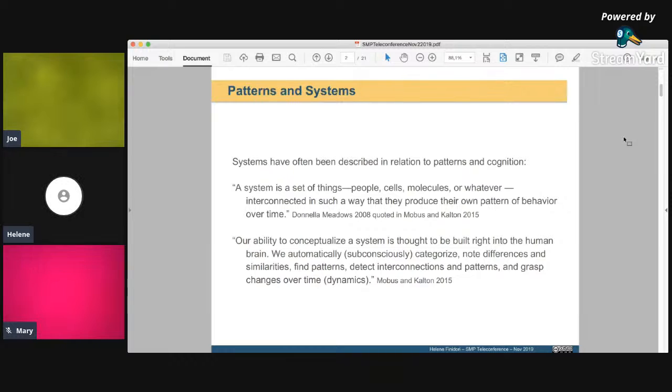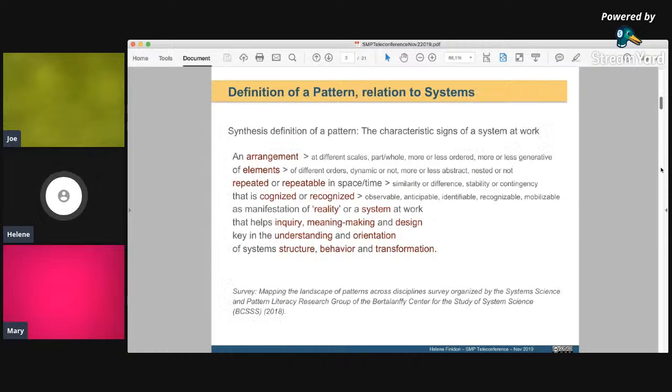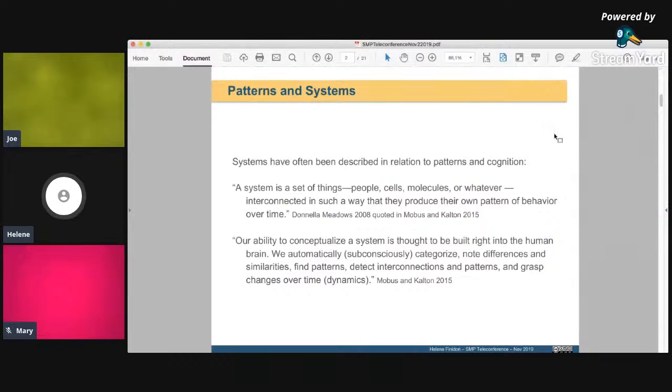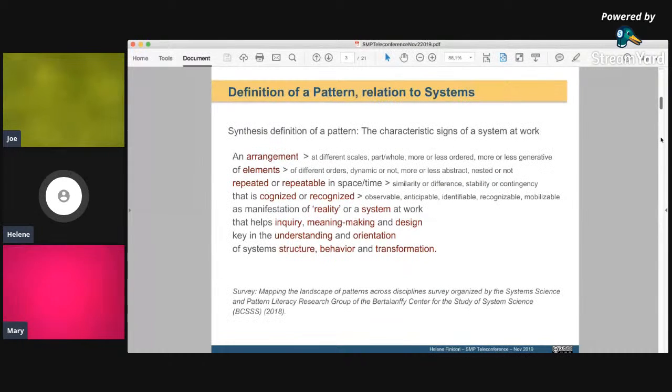Connecting patterns and systems. Systems have often been described in relation to patterns and cognition. So I have two quotations here, one by Donella Meadows and another one by Mobus and Carlton in their systems principles book. And in the context of the pattern literacy and systems literacy group at the Bertalanffy Center, we did a survey on what people understood as patterns and how it connected to systems.